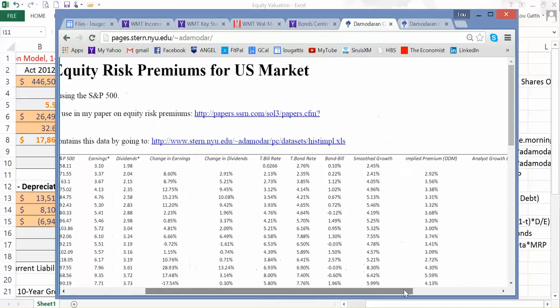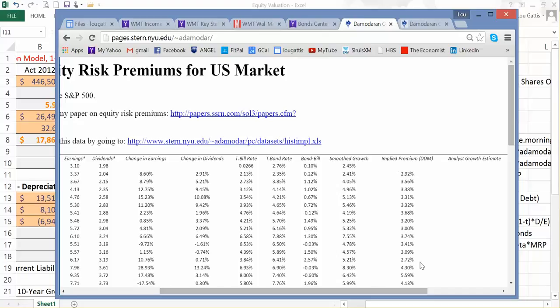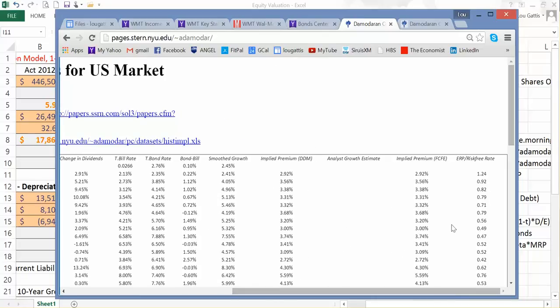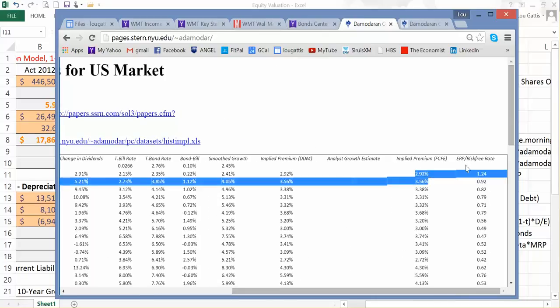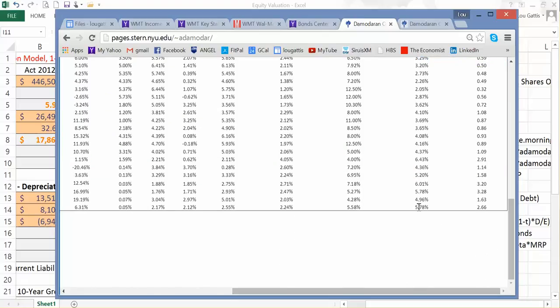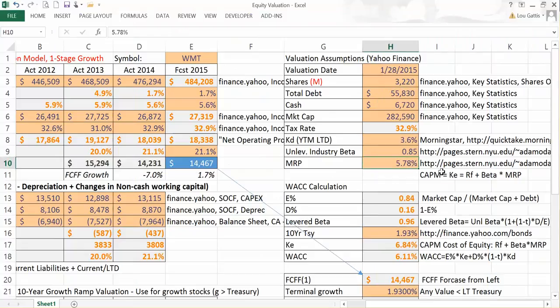And I'm going to look for the implied premium for free cash flows. I'll go to his latest year. And his latest estimate is the risk premium is 5.78%. So I'll type that in as the average return on stocks over bonds in the market. And then I can calculate the percentage of Walmart that's financed with equity, which would be my market cap of equity divided by debt and equity. My percent in debt is 1 minus that.